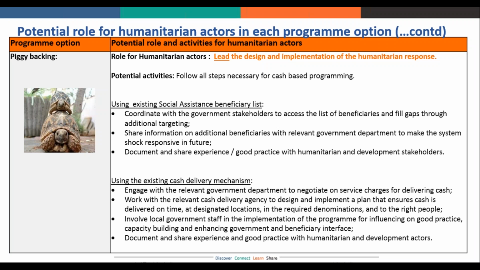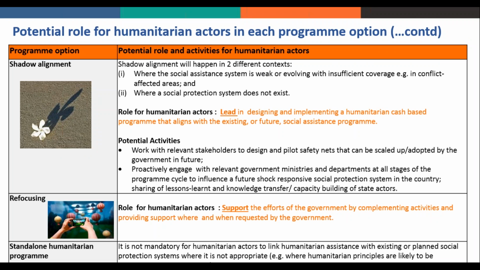The other way is to use the cash delivery mechanism. Now, humanitarian agencies who work on cash programming also invest a lot in preparedness activities when it comes to cash delivery mechanisms. And that's something which, by working with a system which already has a good cash delivery mechanism, humanitarian actors can work with that system to strengthen it, either through providing technical input to make it more agile, or to make it conducive for responding to a shock and in a way that it provides support to people on a more frequent basis. Now, moving on to the fourth option, that is shadow alignment.